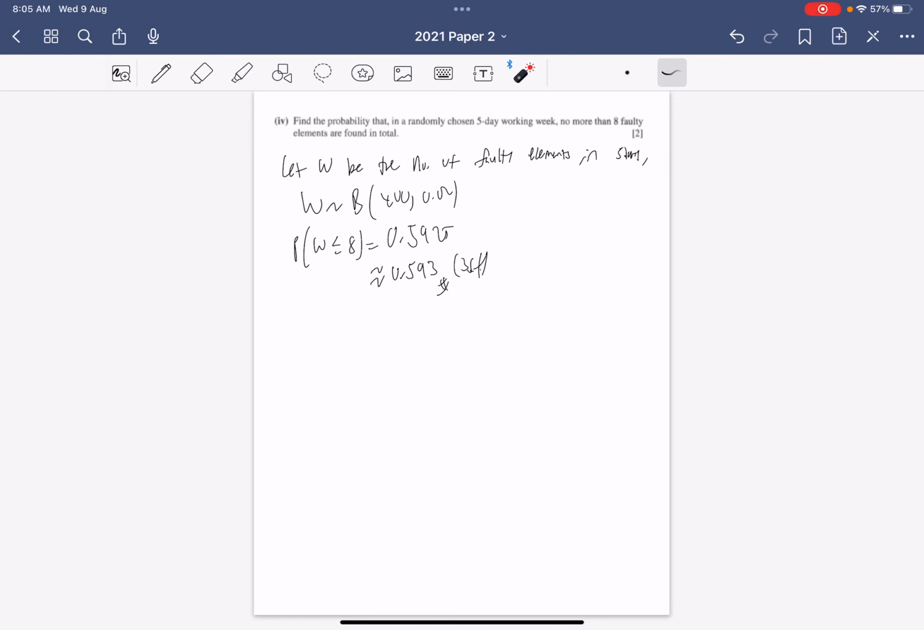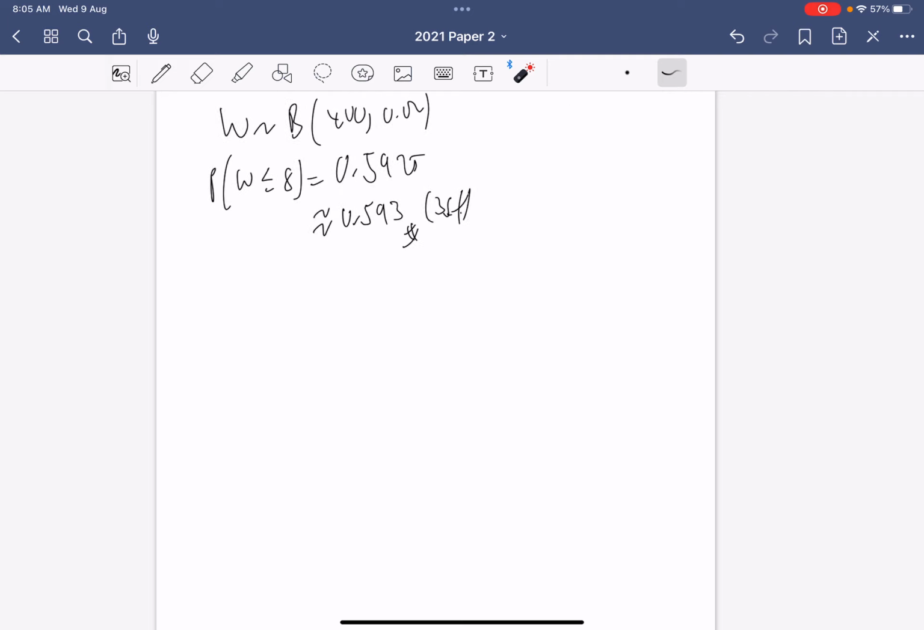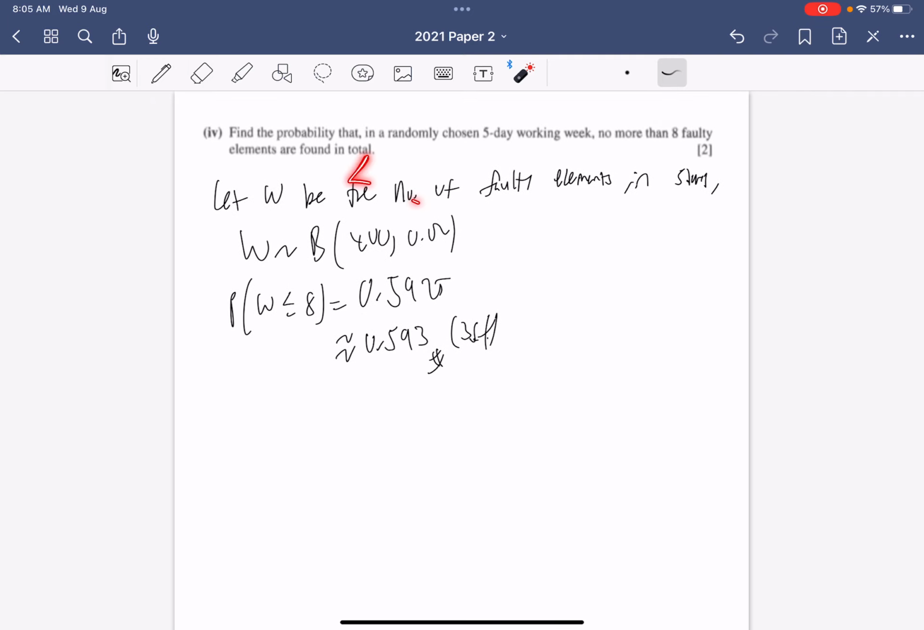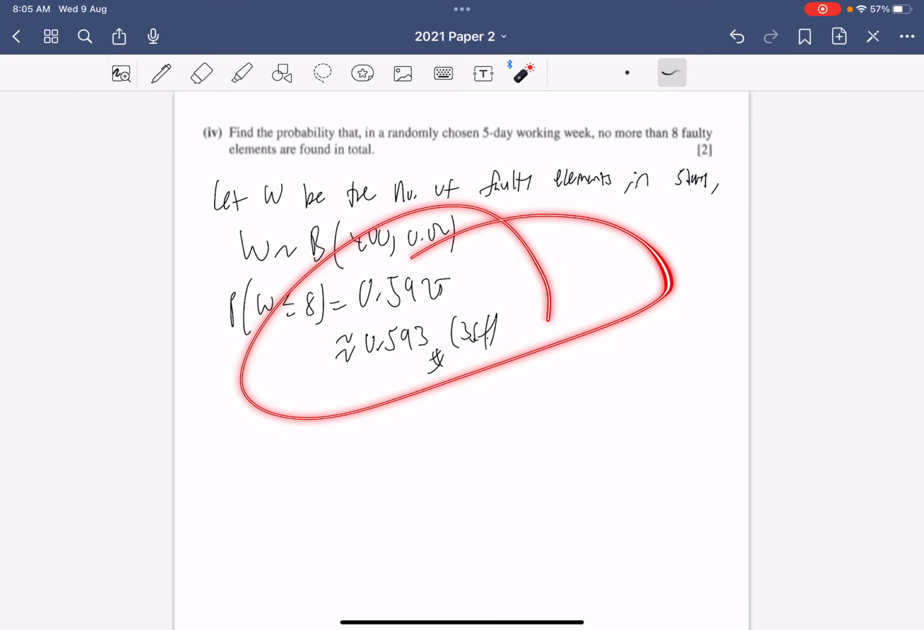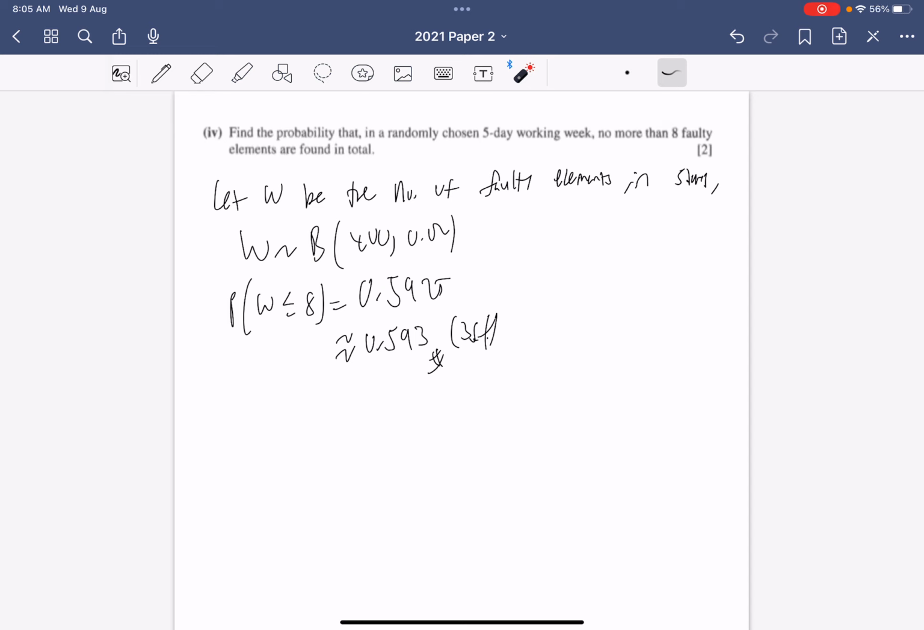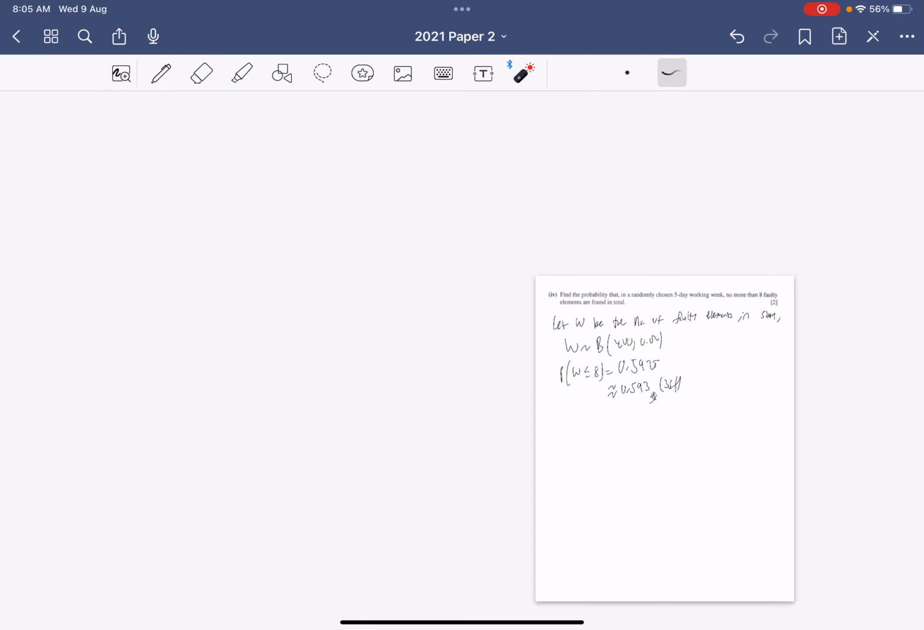And lastly, we're supposed to find the probability that no more than 8 faulty elements are found in total. So in a 5-day chosen week, there are 400 elements now, and the probability is still 0.02. We just want W to be less than or equal to 8, and you can see that it's 0.5925 or 0.593 to 3 SF. So I hope this question is clear to you.